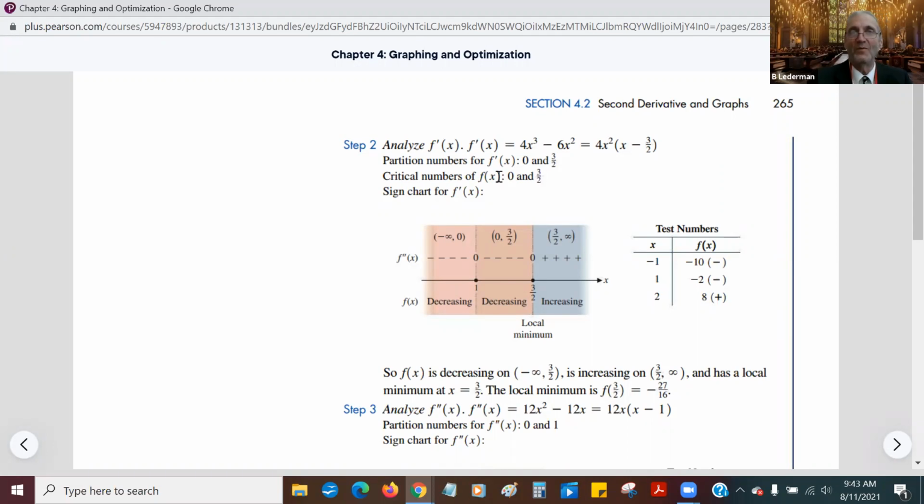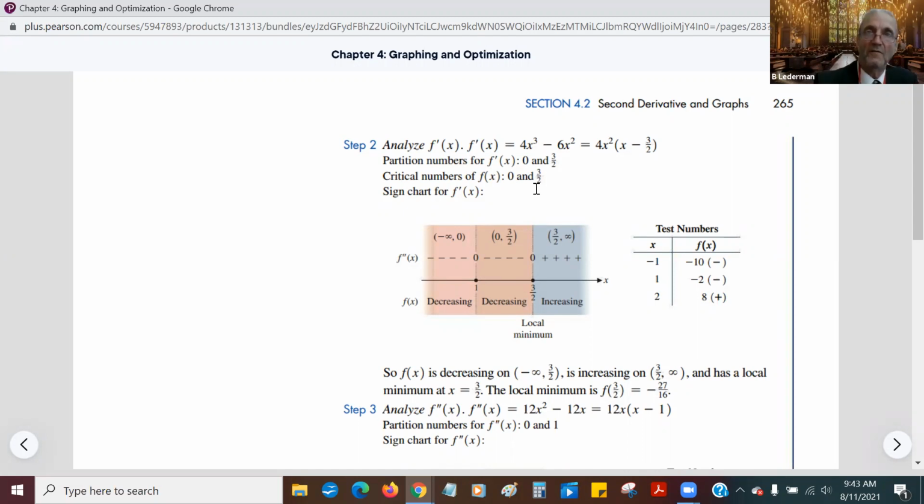So those are the partition numbers for f prime, and those are the critical numbers for f itself. And by the way, if you don't like the fact that here we call them partition numbers, there we call them critical numbers, I've got to be honest with you, it bugs me also. What do you need 5,000 names for the same idea? As long as you understand the concept, don't worry about the names. Or don't get hung up on the names, I should say.